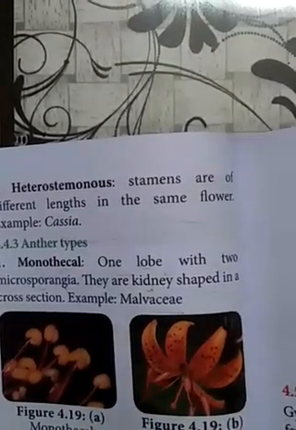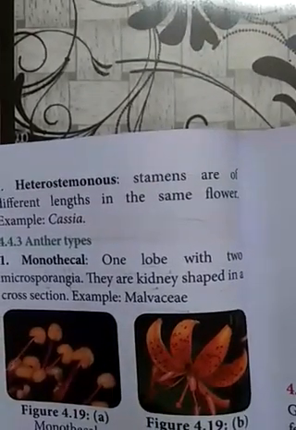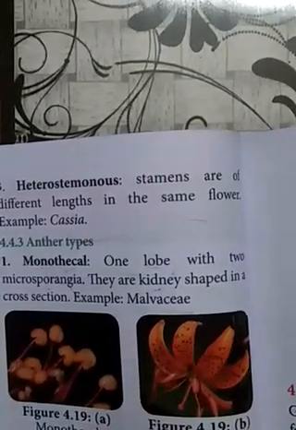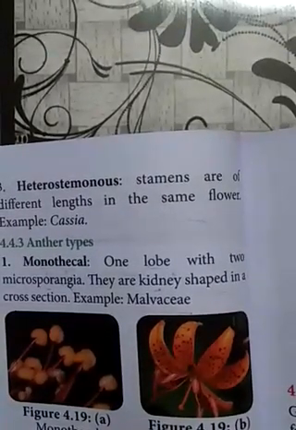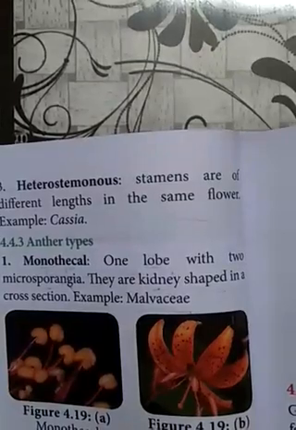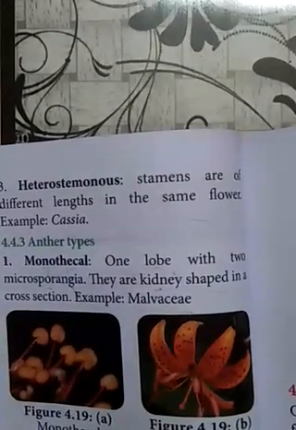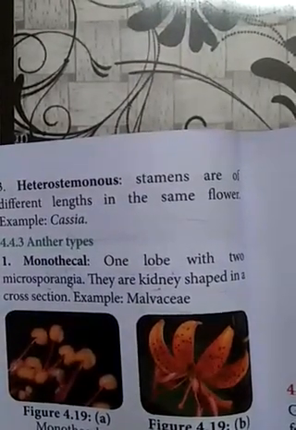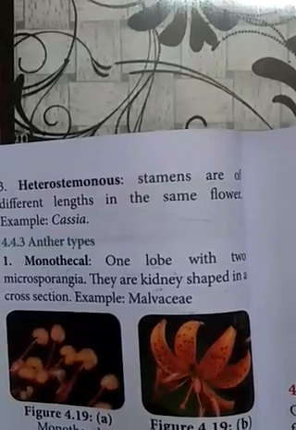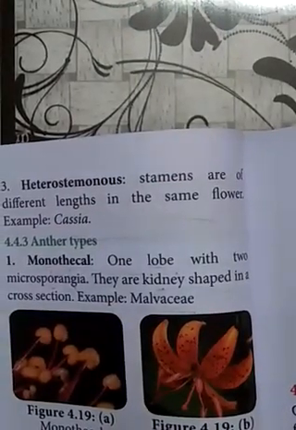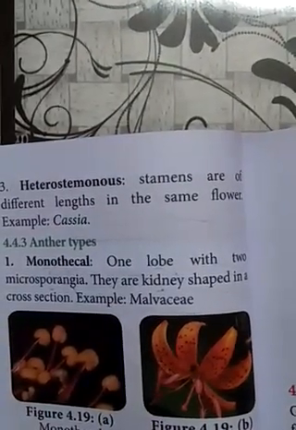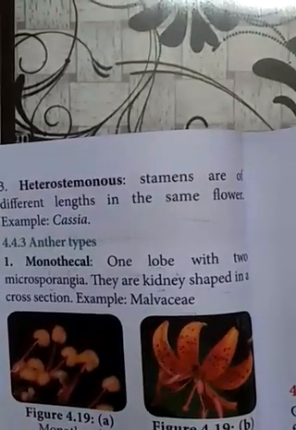Next, dithecal. It is the typical type having two lobes with four microsporangia. They are butterfly shaped in cross section. So when the anther has two lobes with four microsporangia, it gives a butterfly shaped anther cross section, then it is called dithecal.